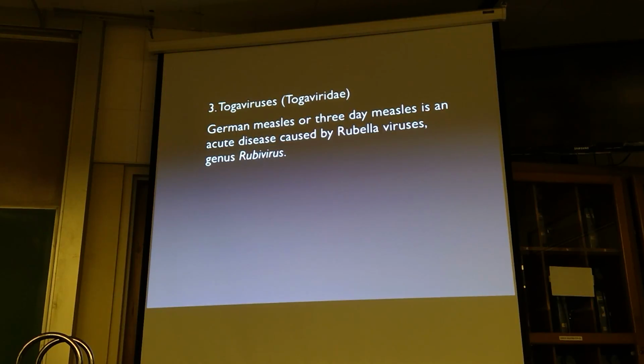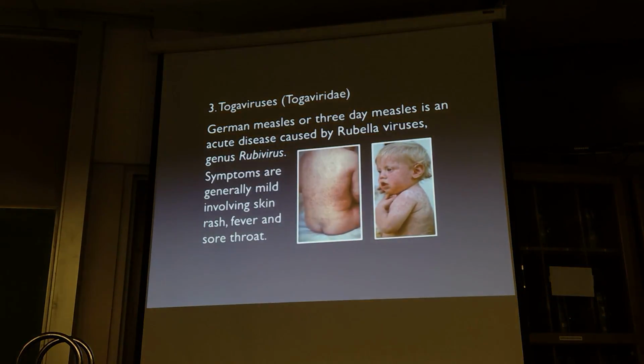Don't worry about togavirus or Togaviridae. Concentrate on specific aspects of the name. Rubella, you'll see this as a matching situation with German measles. Again, the symptoms are generally mild with this one: rash, fever, sometimes a sore throat.